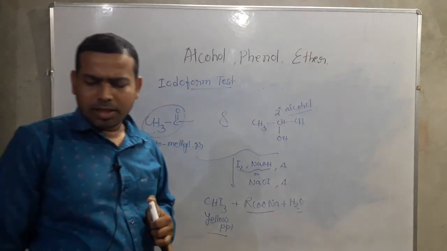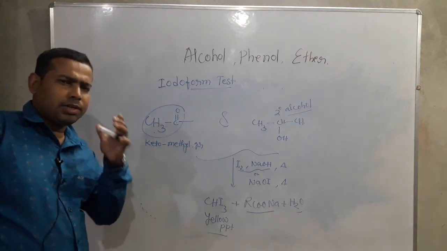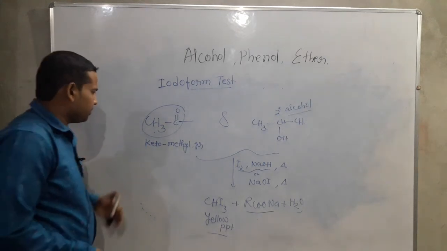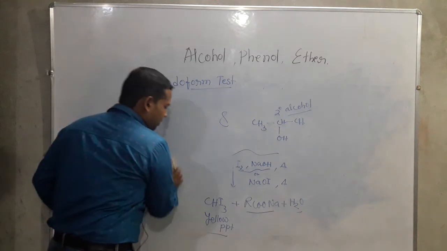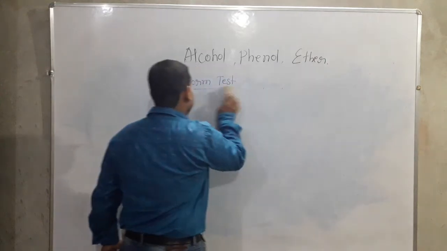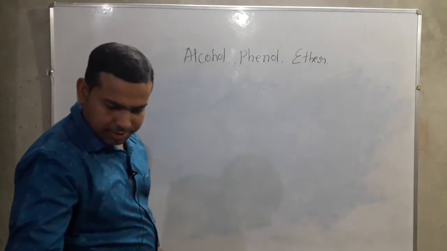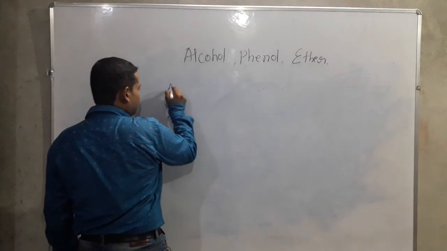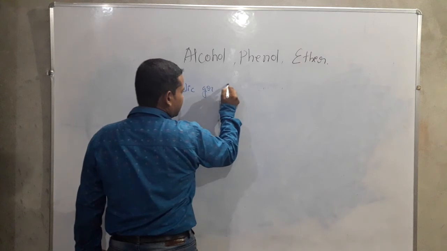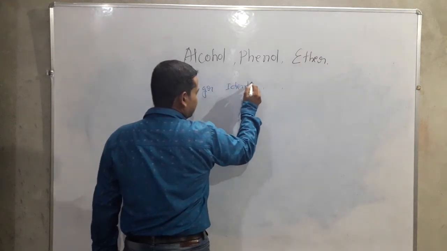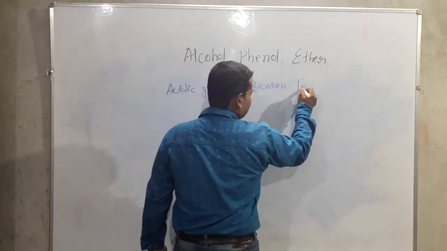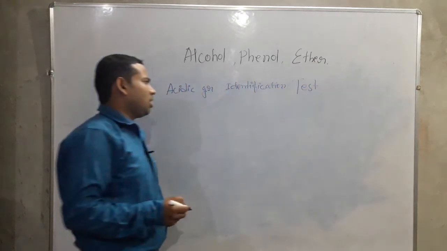Clear? So another is acidic group identification test. Last one is acidic group. So please note it. Acidic group identification test. So how will we use this?